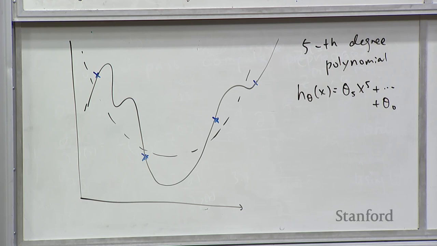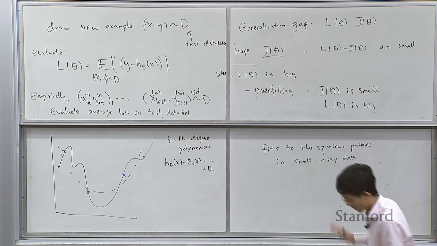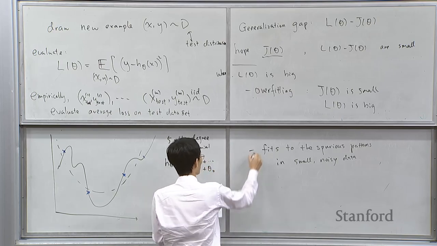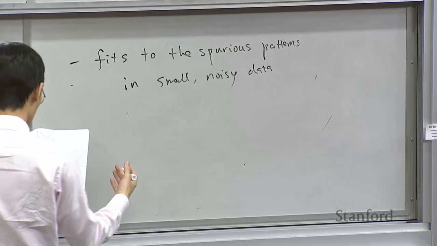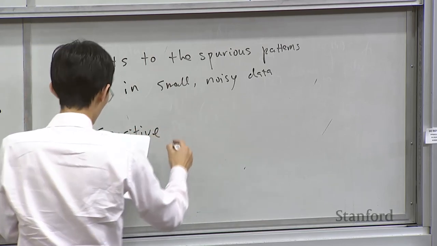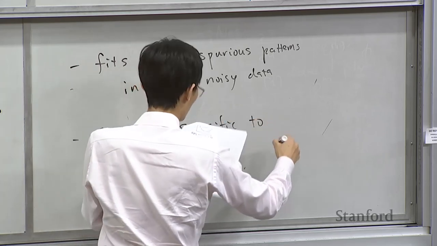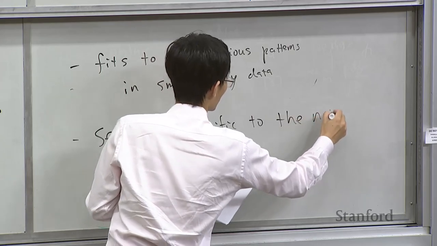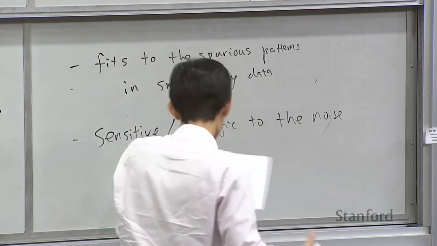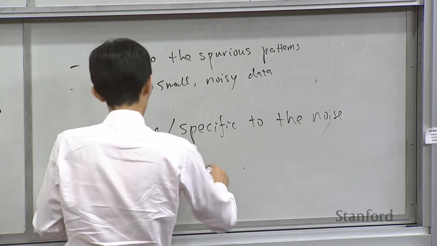So again, how do you make this intuition a little more formal? I'm not going to go very formal, but some more things I can say about this intuition is that your model is sensitive, or maybe specific, to the noise. How do I formulate this? One way to formulate this a little more mathematically is that you can consider you redraw the samples.